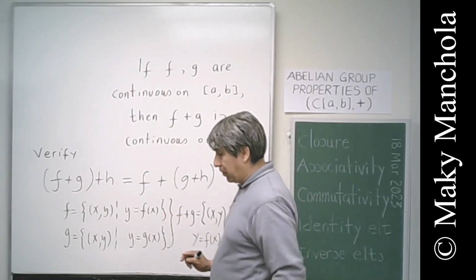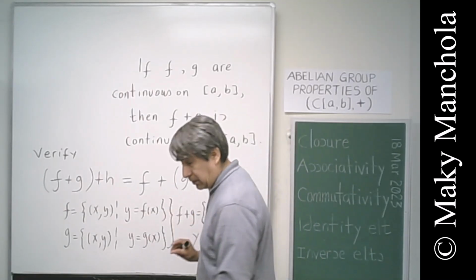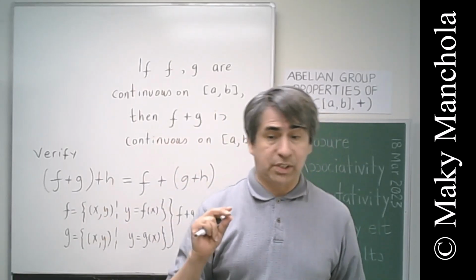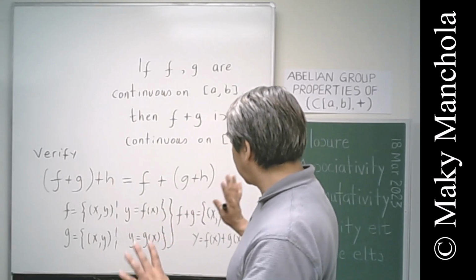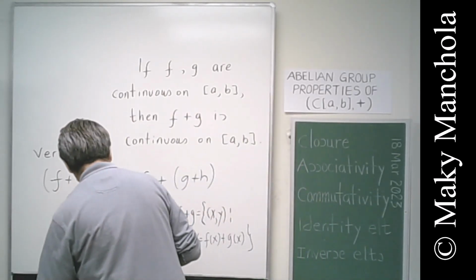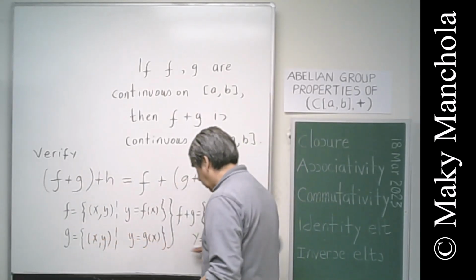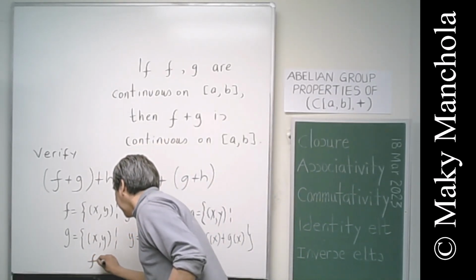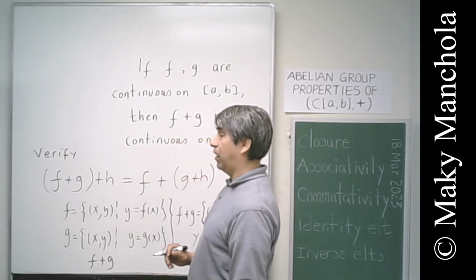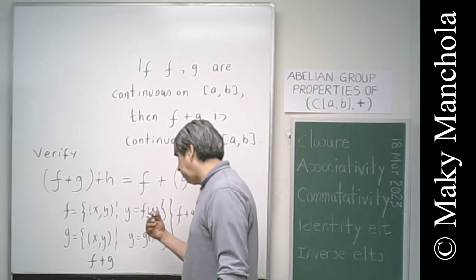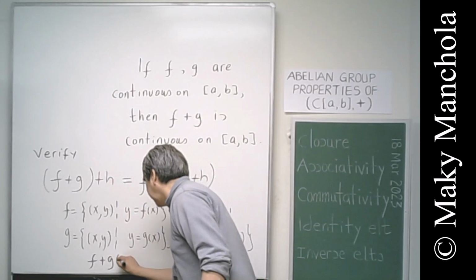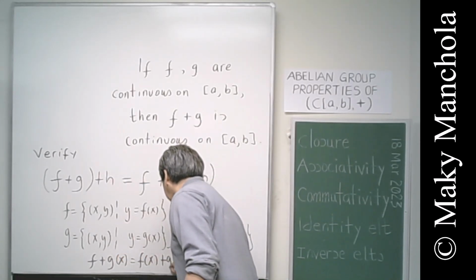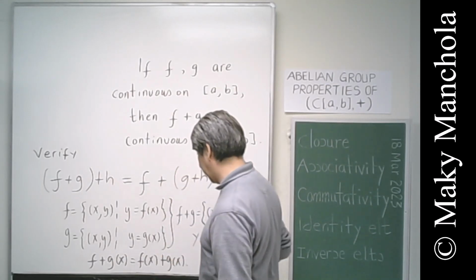Now, the way to abbreviate this is f plus g evaluated at x equals f of x plus g of x. So to express this in an abbreviated manner, we will say that the function f plus g is defined by f plus g evaluated at x equals f of x plus g of x. So we're going to work with that.